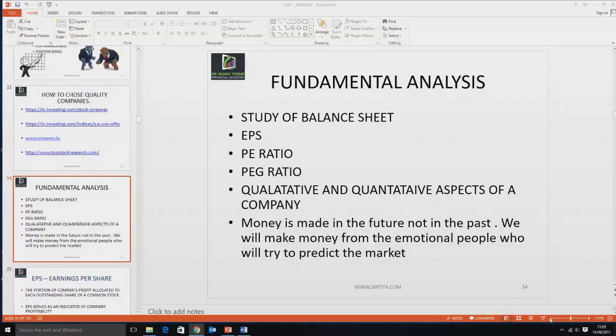What have we seen? What is fundamental analysis? It's basically the study of the balance sheet. And while understanding fundamental analysis, you need to know what is EPS, which is earnings per share, what is the PE ratio, what is the PEG ratio, and what are the qualitative and the quantitative aspects of a company.